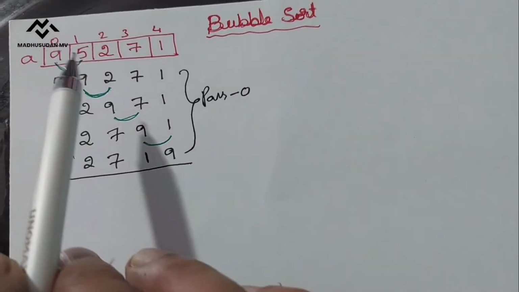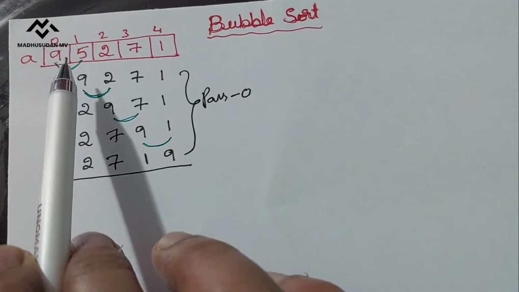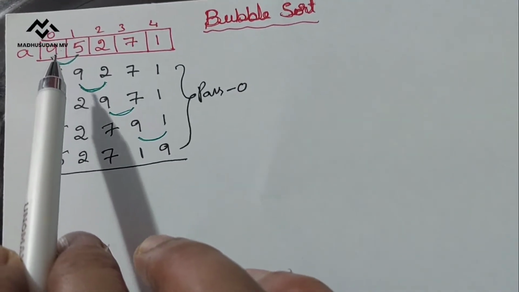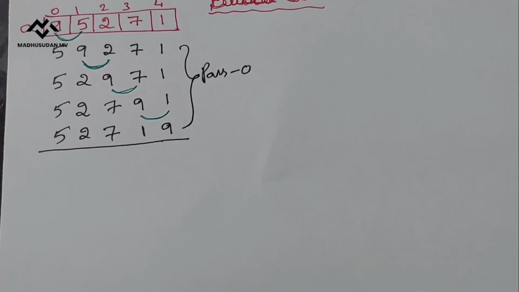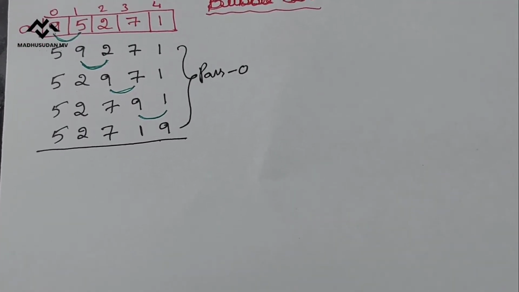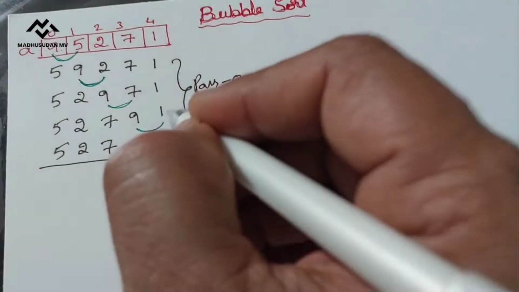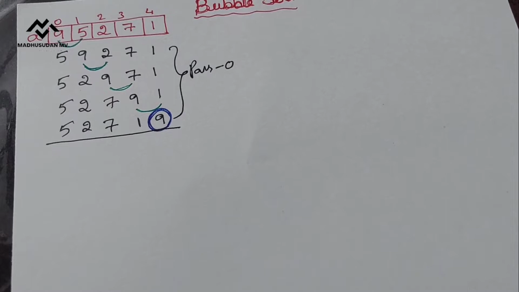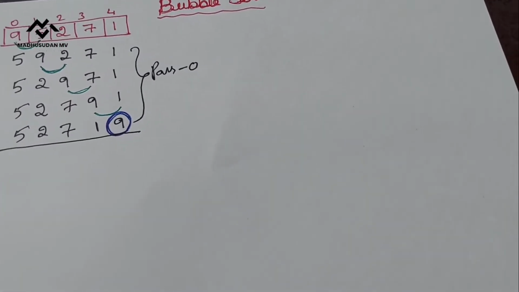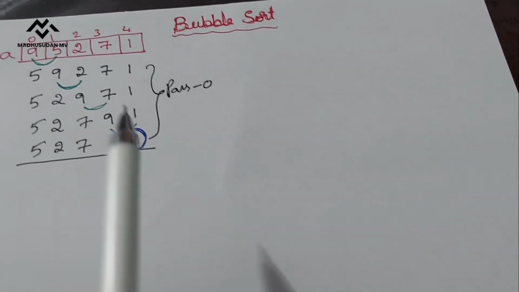Now, if you observe, among the given elements, which is the maximum element? 9. If you observe, that maximum element we kept at the last. Once the array is sorted, which element has to be at the last position? If you are sorting in ascending order, the last element should be the maximum element. That is what we did here. We bring the largest element to the last position. This is what we did in pass 0. The conclusion is, at the end of the first pass, we sorted one element, that is the maximum element.